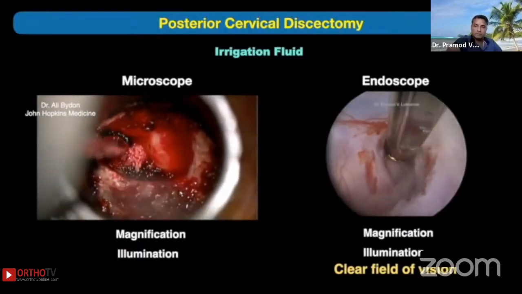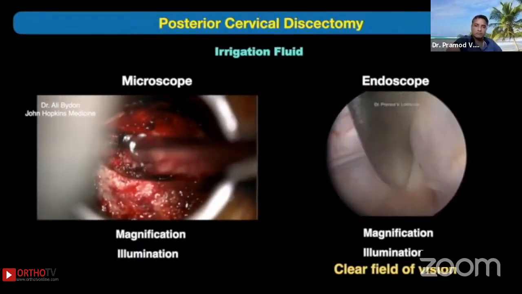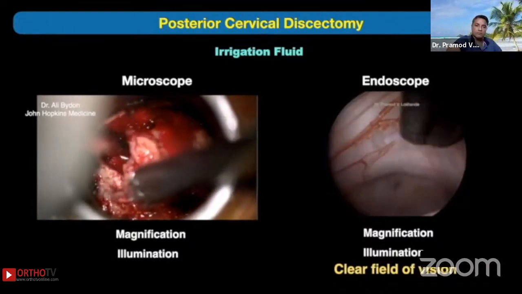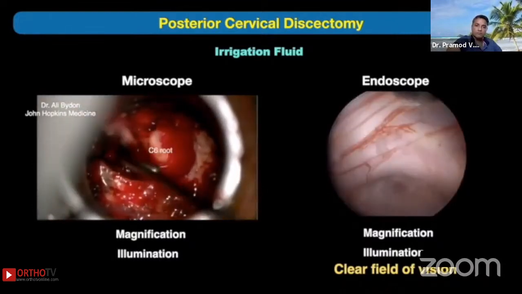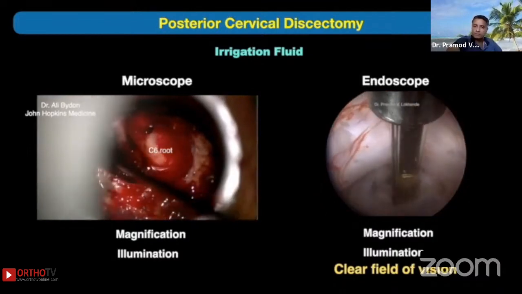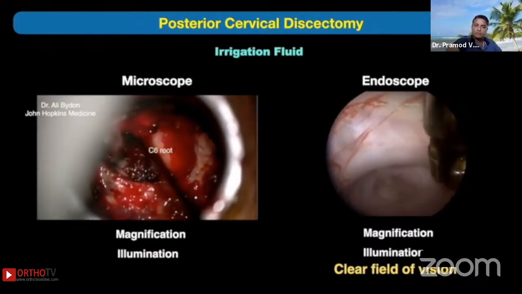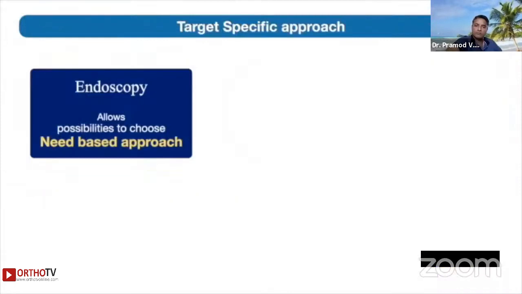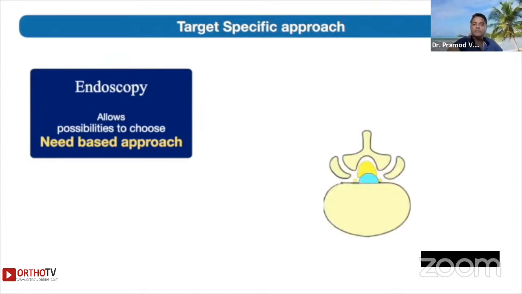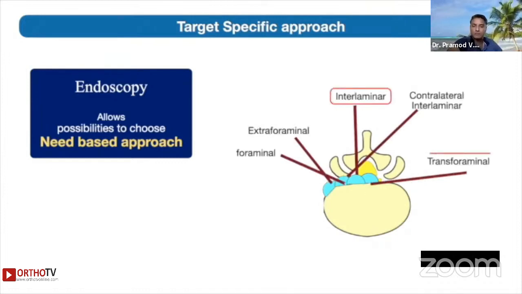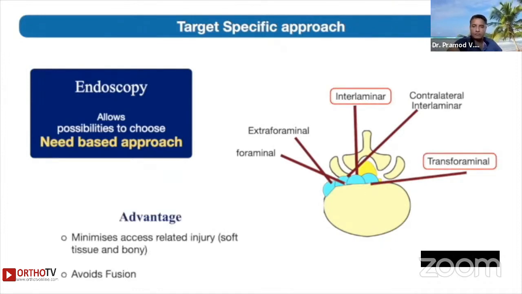So to summarize, there are numerous advantages of endoscope over the microscope, and one of the biggest advantages is the presence of irrigation fluid channel. The irrigation fluid washes out all the debris and the blood clots to maintain a clear field of vision. Another advantage of endoscope is that endoscopy allows the possibility to choose a need-based approach. There are multiple approaches described in endoscopy depending on the location of the target and the pathology. And the purpose of all this is to minimize the access-related injury, both bony and soft tissue, and ultimately to avoid fusion.